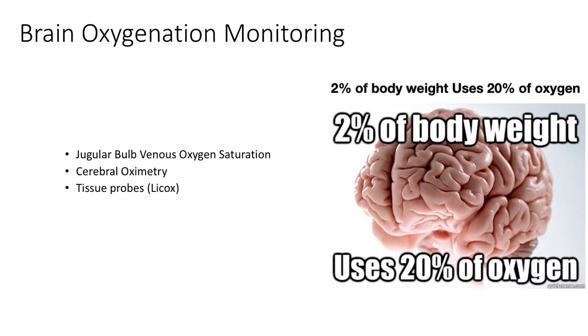The brain is a very oxygen-dependent organ. As shown in that picture, 2% of body weight uses 20% of oxygen, but that's what the brain is worth. So how do we monitor that the brain is getting enough oxygen?